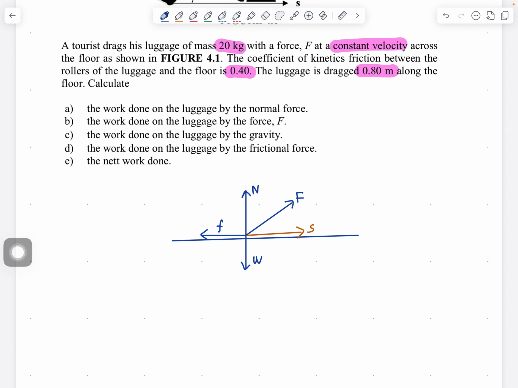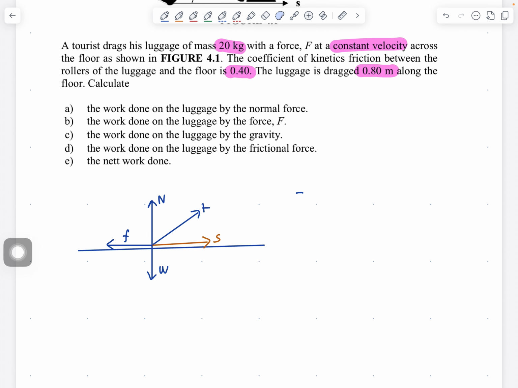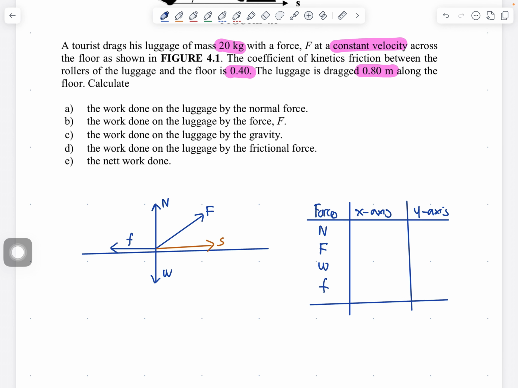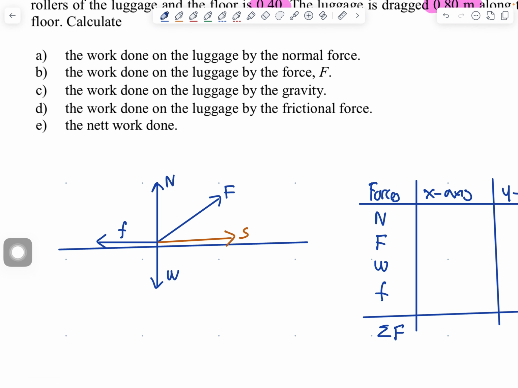Once you have identified all the correct forces and the correct free body diagram, what we need to do is construct a table for all the forces, with an x-axis and y-axis. The four forces involved in the system are normal, external force, weight, and frictional force. One thing not to forget is the angle between force and displacement. So it's 37 degrees.